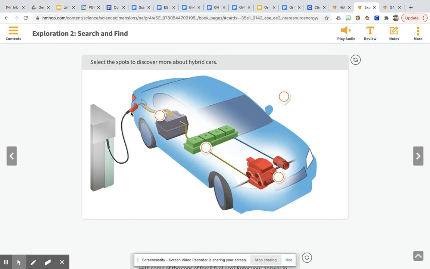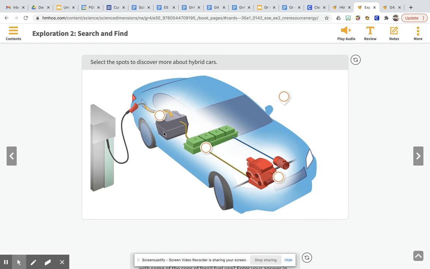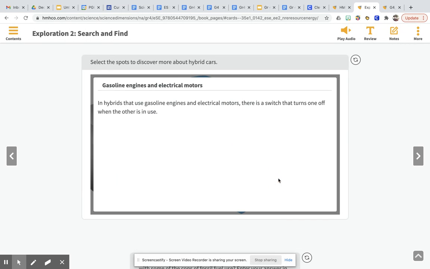And so we've got the gasoline and it's coming into this little box here. And then we've got this green thing here. Let's see what we learn. It says this hybrid car also has a battery where the electrical energy is stored and the fuel engine charges the batteries. And so here we've got the space where the batteries are housed. So the gas comes in here, and then we've got our battery here, and then we're going to connect up to, what do you guys think up here?